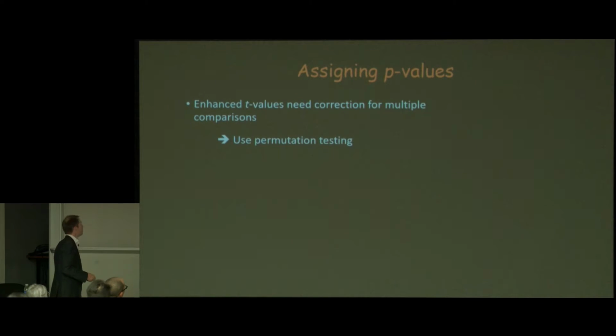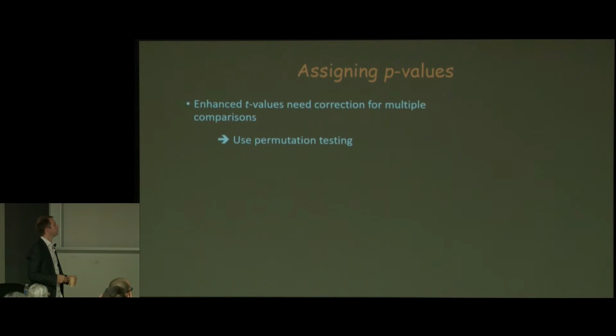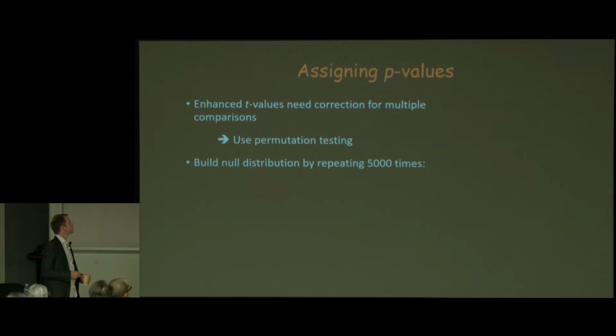So now that you have enhanced t-values, so that you know the t-value at that particular point, for example, if all the changes along here are also positive, then you get an enhanced t-value, but you still need to correct for multiple comparisons. And the best way to do that is probably permutation testing. We're going to have distributions that are very strange. They're certainly not going to be Gaussian.